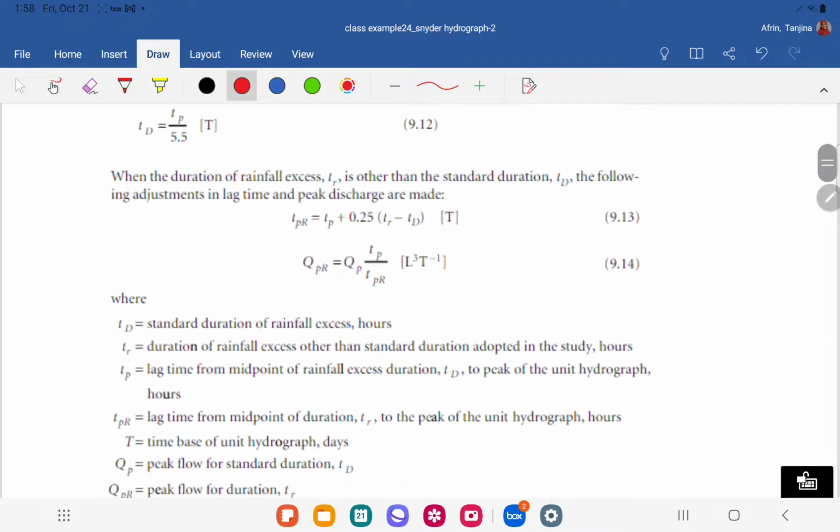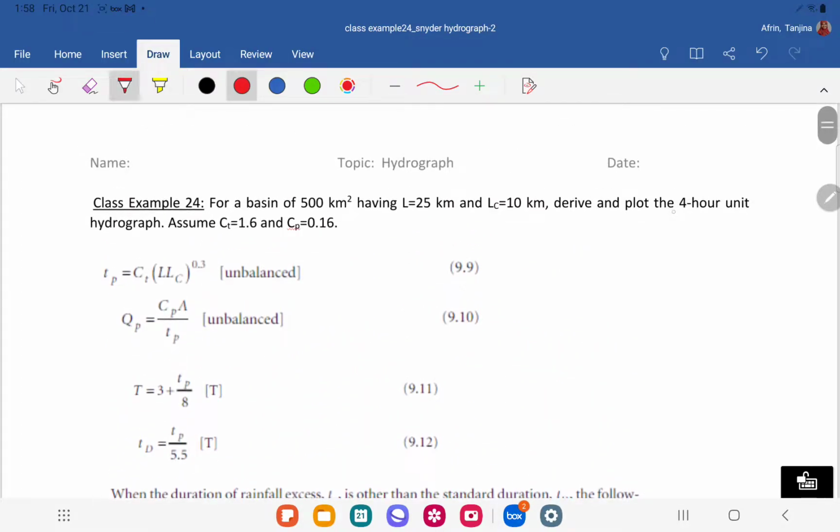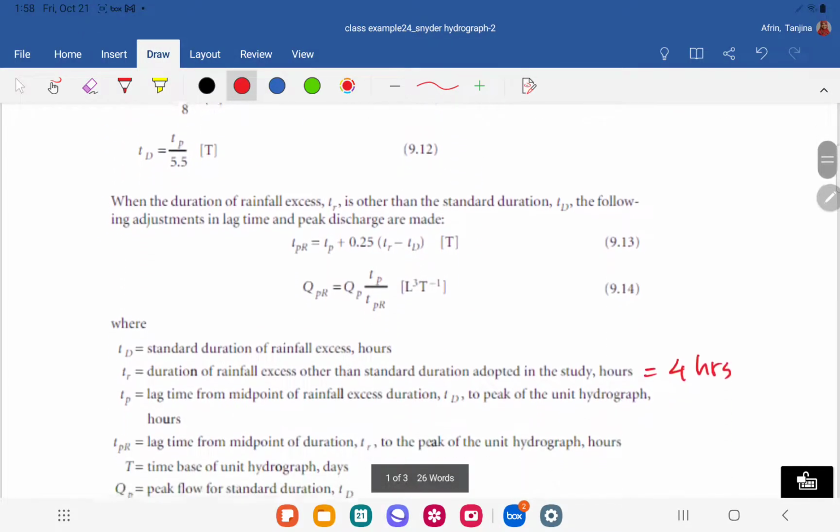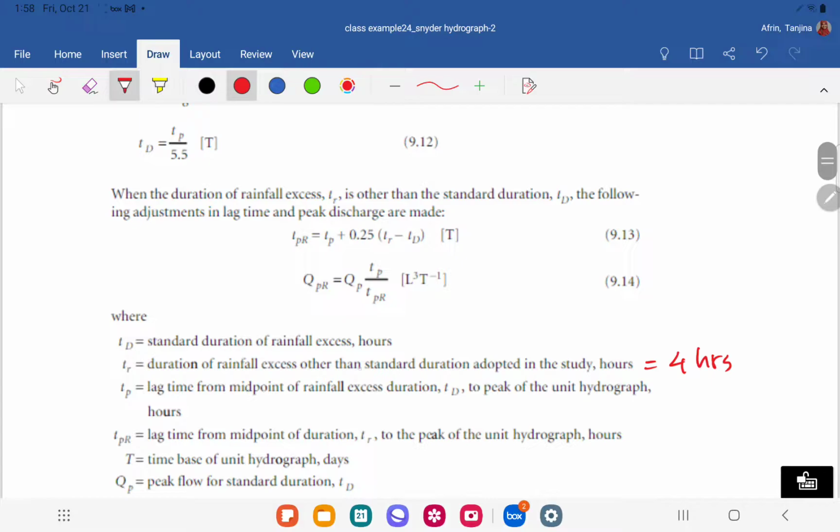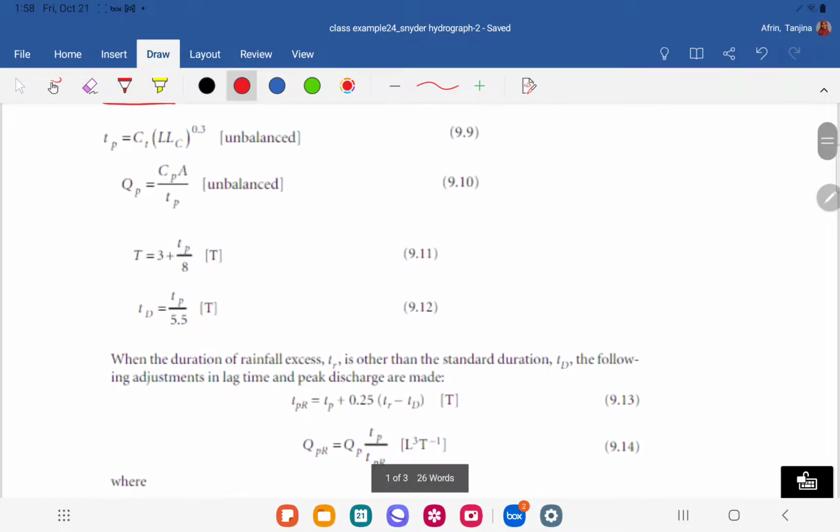We also know the duration of rainfall excess other than the standard duration adopted in the study. So for our case TR is actually 4 hours. If you notice, they said to plot the 4-hour unit hydrograph. Now the question is, what is TD and TR? TR is the duration of rainfall excess other than the standard duration adopted in the study, and TD is the standard duration of the rainfall excess in hours. That means, based on the channel geometry, what should be the duration of rainfall excess, that is the TD. So that's what we will calculate.